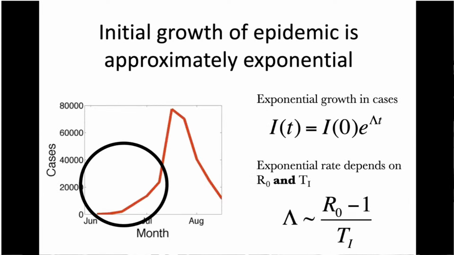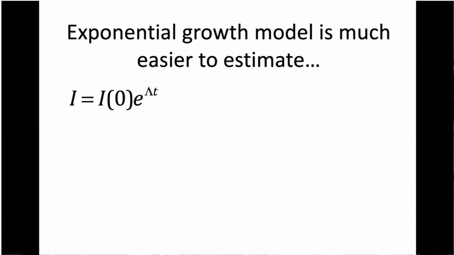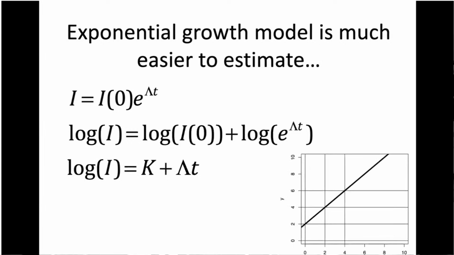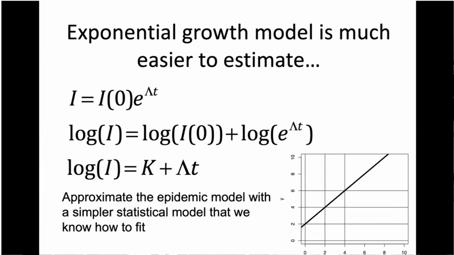If you know the left-hand side of this equation, if you can estimate this through some regression, and you know the duration of infectiousness, you're able to estimate R naught. And because this relationship is linear, it's easy to estimate through a regression model.